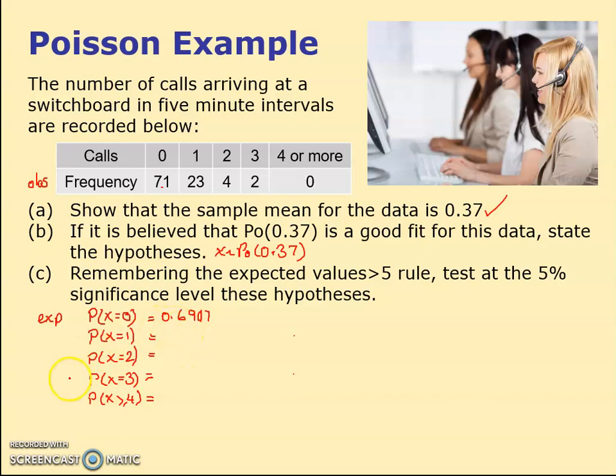I'll get better answers if I use that 0.6907. Now I'm going to just chuck these all in my calculator and see what I get, and then I'll pause the video until I do that. So this is what I got when I've typed them in.